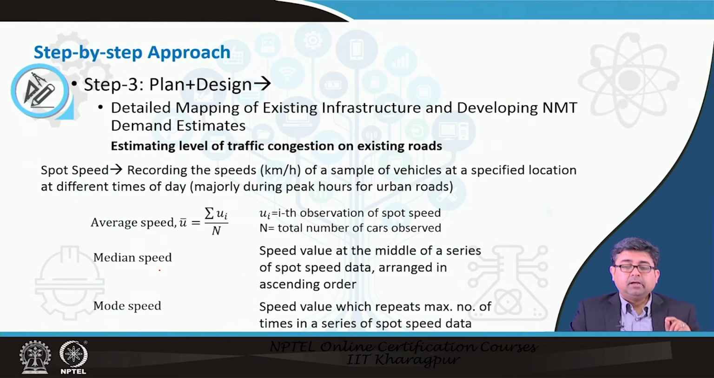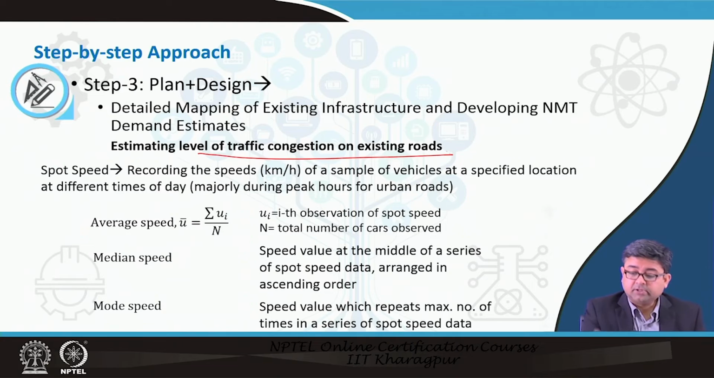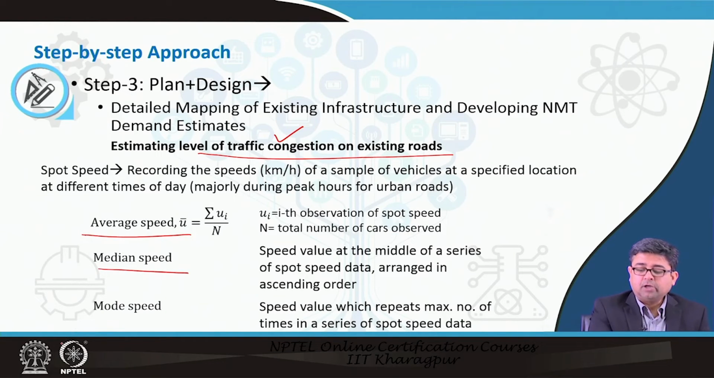Now, remember the second step we wanted to know was what is the level of traffic congestion on the existing roads. Unless you know the level of traffic congestion, meaning motorized traffic, you would not understand the need for non-motorized transport, and only then can you understand the demand for non-motorized transport, right. Traffic congestion usually is measured by the different types of speeds on your roads. If the speeds are low, it is usually an indication that there is a lot of congestion; travel time is high, speed is low. So, here we are talking about speed.